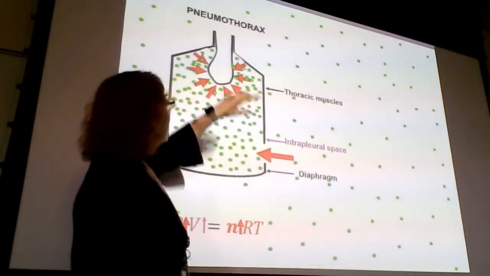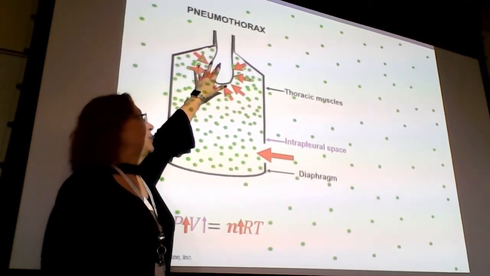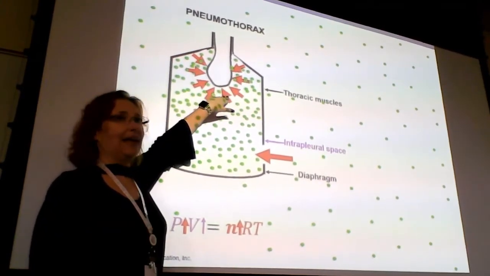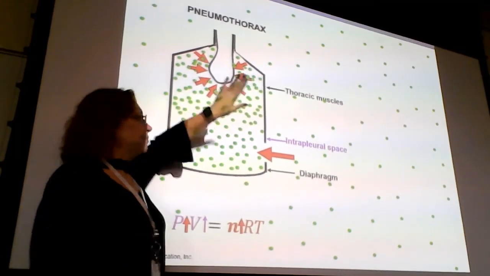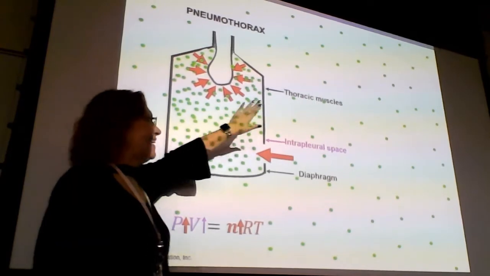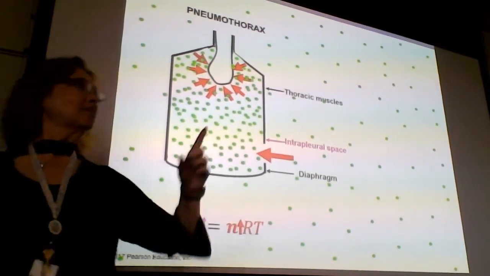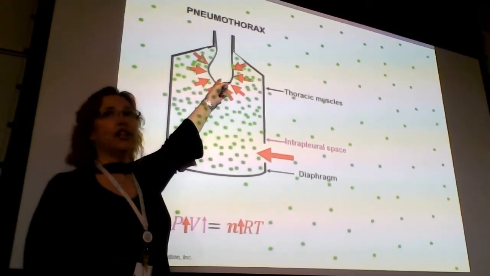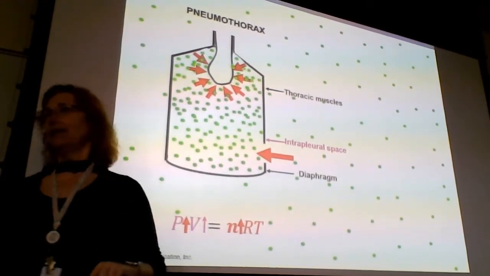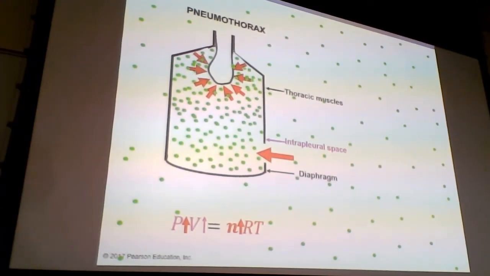Because we do not have the pressure differential here between the intraalveolar and the intrapleural space, because the pressure in the intrapleural space is the same as atmospheric pressure, this can no longer expand. And that's why a pneumothorax is so bad.